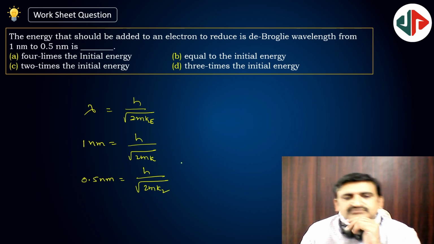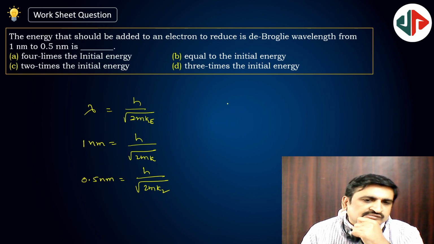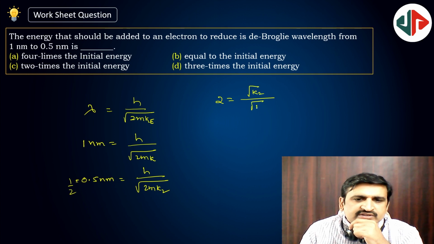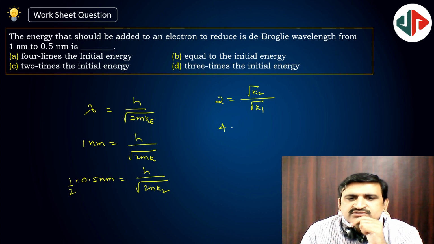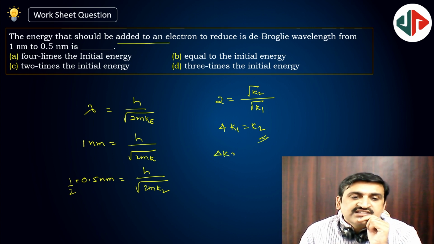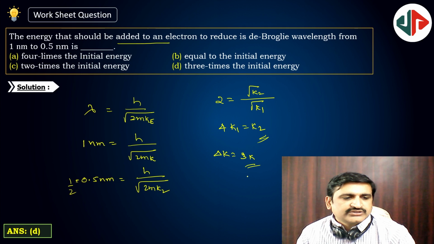Then divide one with the other. 0.5 is nothing but 1 by 2. If you divide one with the other, 2 is equal to square root of K2 over square root of K1. Squaring on both sides, 4K1 is equal to K2. The energy that should be added, delta K, is equal to 3K. So 3 times K must be added.